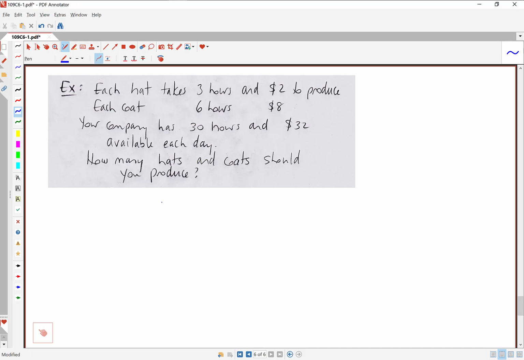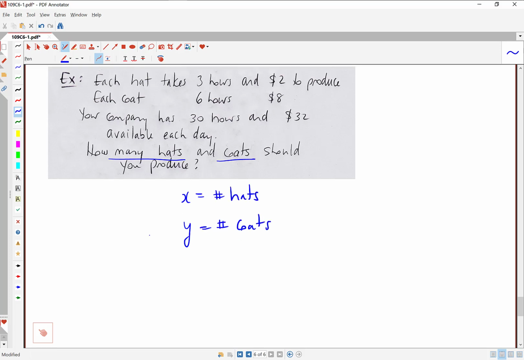So first thing we're going to need is some variables here. What we're trying to figure out is how many hats and how many coats. So let's let X and Y represent the number of hats and the number of coats. So let's see if we can build some equations here. There's going to be an equation coming from hours, and there's going to be an equation coming from dollars. So we know that each hat takes 3 hours to produce. So that's 3 hours times the number of hats that we produce. And each coat takes 6 hours. So that's 6 times the number of coats that we produce. And if we add those up, that's the total number of hours. We know that our company has 30 hours available each day. So we're going to say that's equal to 30.